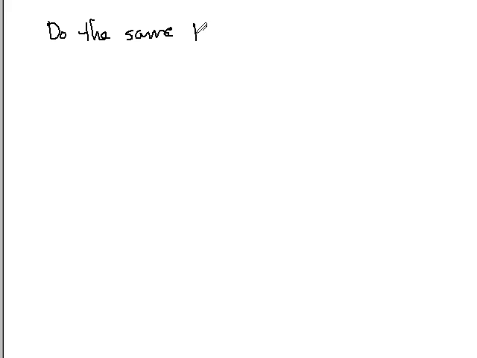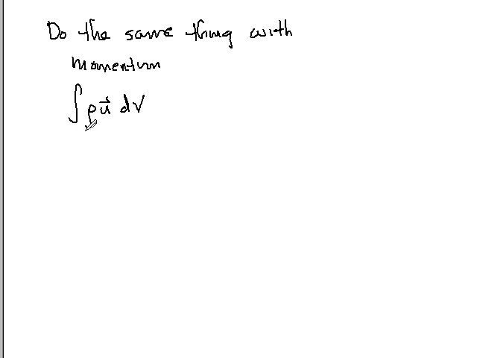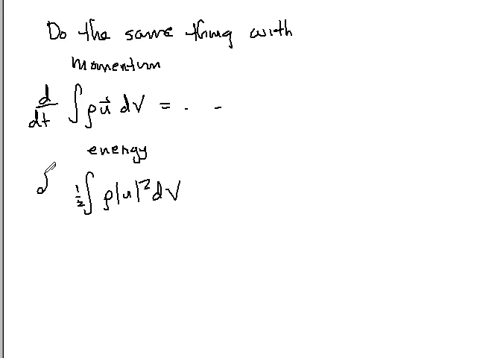Now you can do the same thing with energy and momentum. So do the same thing with momentum, which is, after all, the integral of rho times u dV. And energy, which is like rho times 1/2 u squared. And look at the derivative here. And you'll end up with a system of equations. You'll get 3 equations for momentum, one for energy and one for mass.